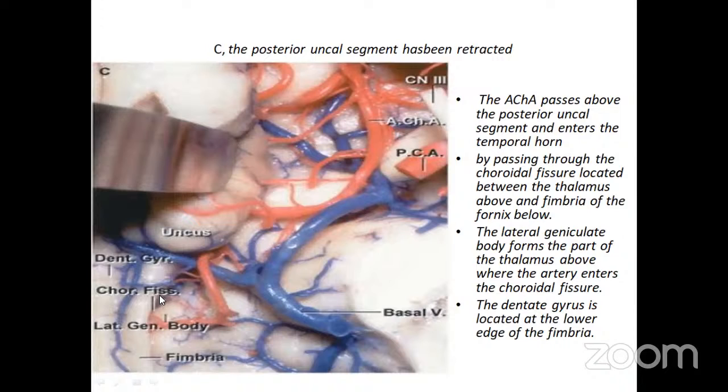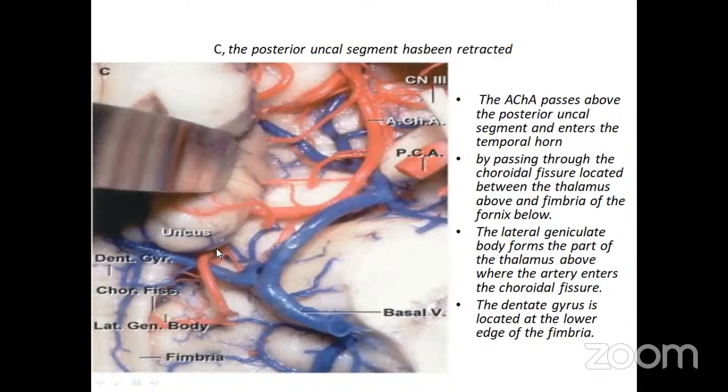Again, in this diagram, the posterior uncal segment and temporal horn, it passes through these structures, and it enters in the choroidal fissure. This is the choroidal fissure. The choroidal fissure is located between the thalamus and the fimbria. The lateral geniculate body forms part of the thalamus above. This is above, this is below. This is the fimbria, this is the lateral geniculate body, and the choroidal fissure lies between them.